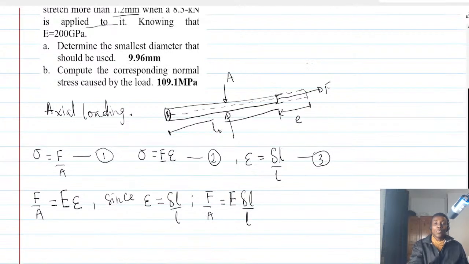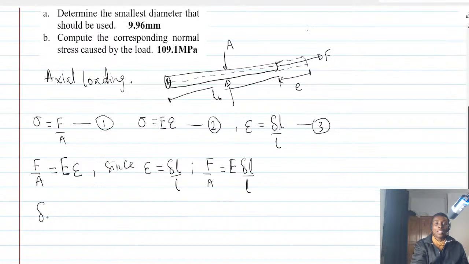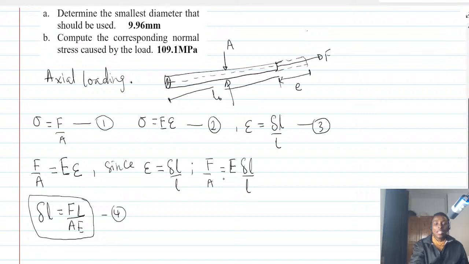So to put everything together, I can also say that the formula for the change in length is equal to the force multiplied by the length divided by the area and then Young's modulus. So this one can also give us, let's say, equation 4. Is that clear?